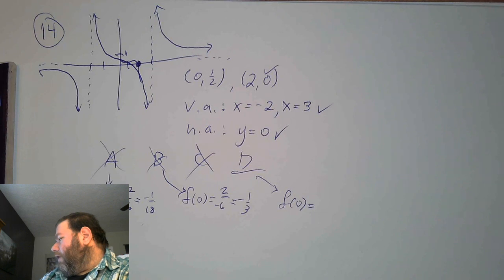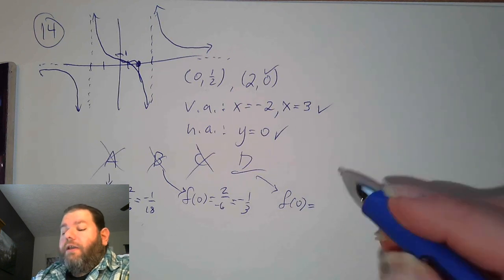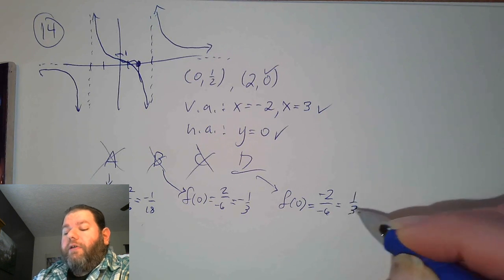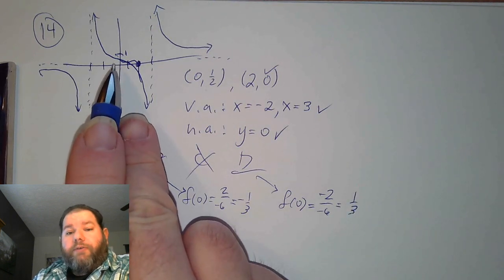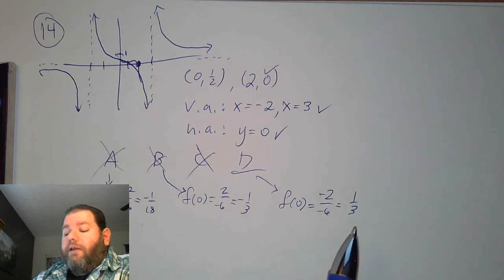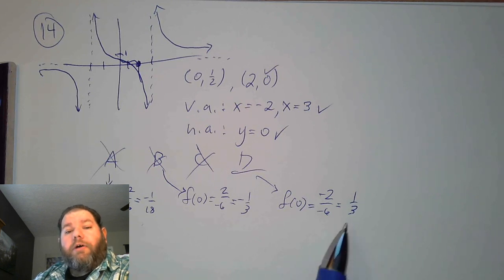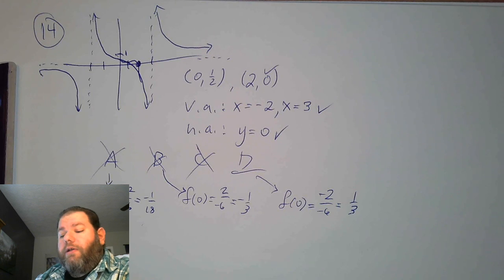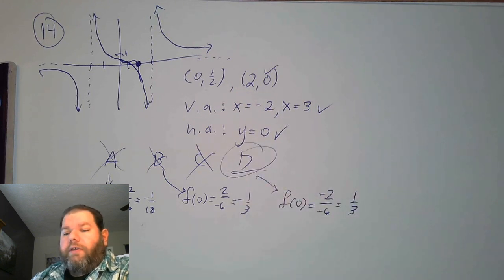Plug in 0, we get -2 on top and -6 on the bottom, which gives us a positive 1/3. So it's not actually 1/2, it's a 1/3, but the fact is that it's positive because it goes above the origin, not below like the other two would. And that's probably the most important aspect here. That's why we will safely choose answer D in this scenario.